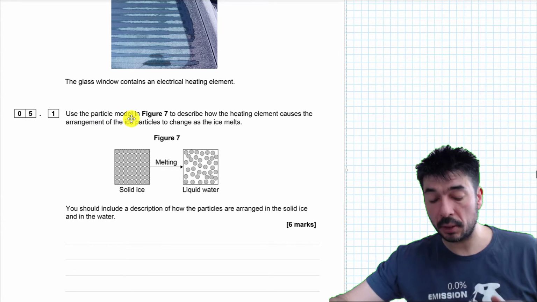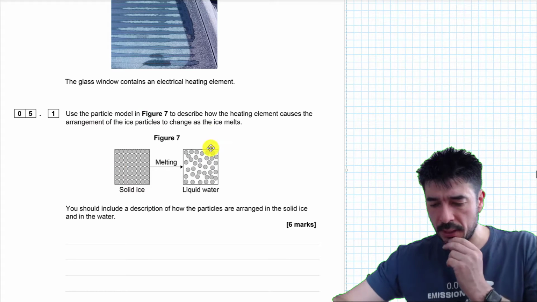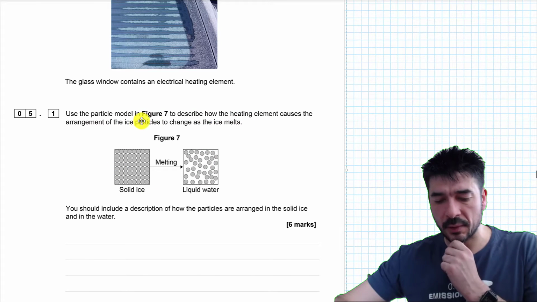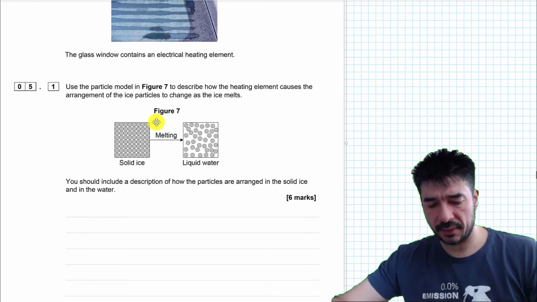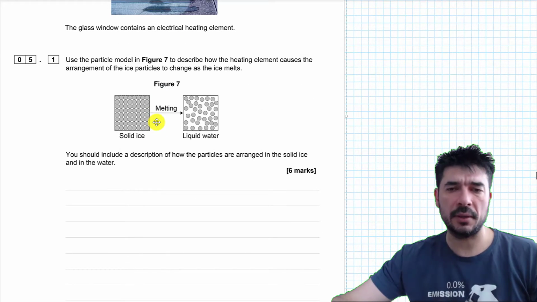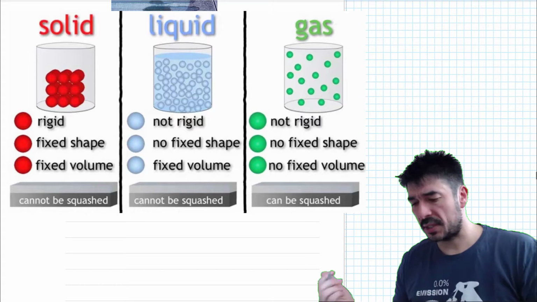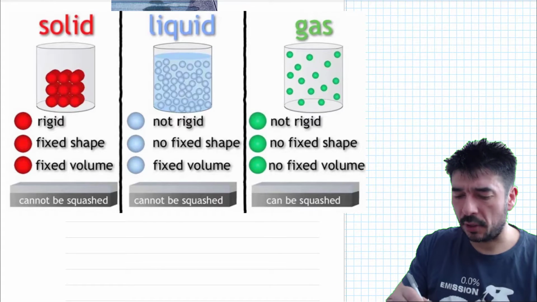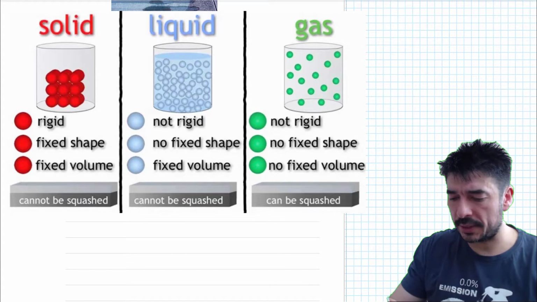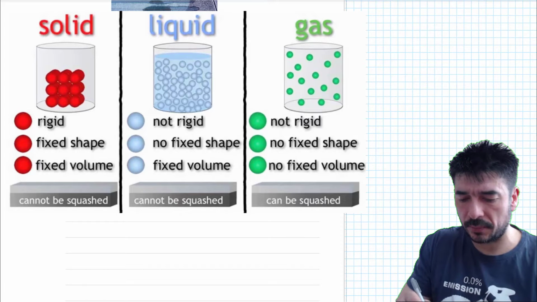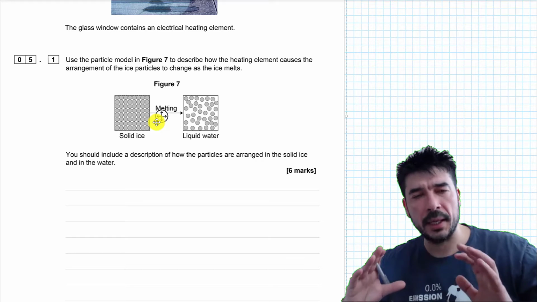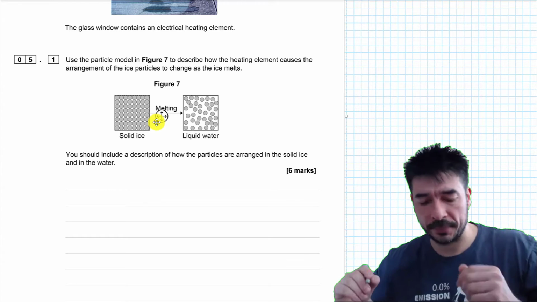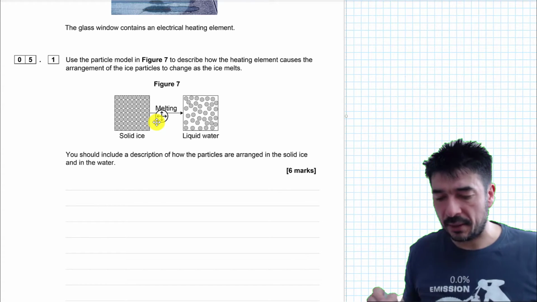Use the particle model in figure 7, this picture, to describe how the heating element causes the arrangement of ice particles to change as ice melts. Right, so this is the kind of thing that you'll have done since year 7 probably. So you've got a picture here of solid particles all together, close together. I shouldn't really say solid particles, I mean the arrangement is that of a solid. And then the arrangement here is that of liquid.